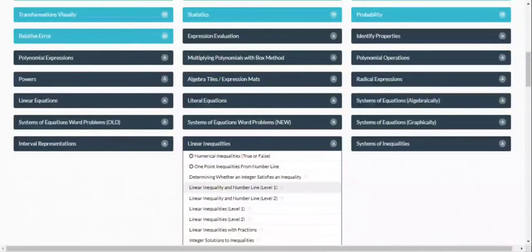All right, so we are taking a look at linear inequalities. For your quiz tomorrow, you're going to have to do 3 topics. So I want to do a couple questions from each topic. For the first topic, we have linear inequality and number line, level 1.